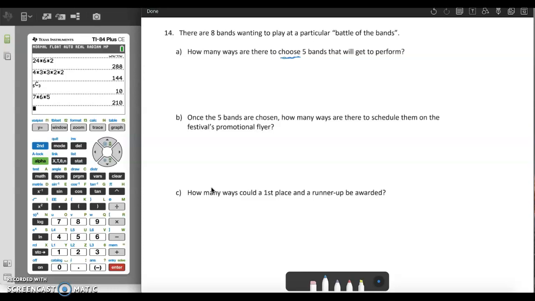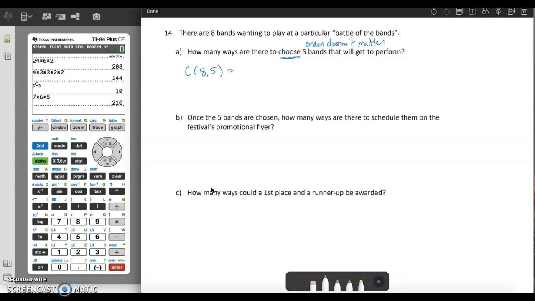So let's see. The order doesn't seem to matter here, right? They just want to choose 5 out of these 8. So this is going to be just a combination. We're going to choose out of these 8 bands, 5 of them. So again, we can tell the bands apart, yes, but you have to be able to tell them apart and order has to matter, both of those, for it to be a permutation. So this one doesn't count because the order doesn't matter. So I'll make that note here.